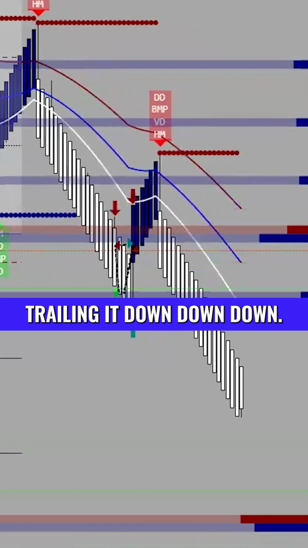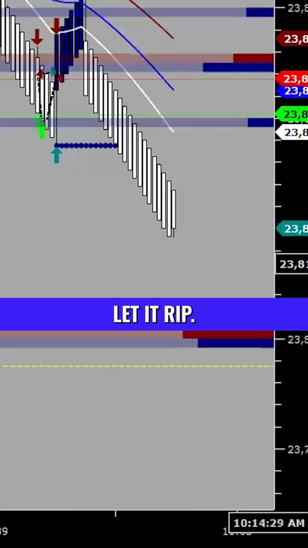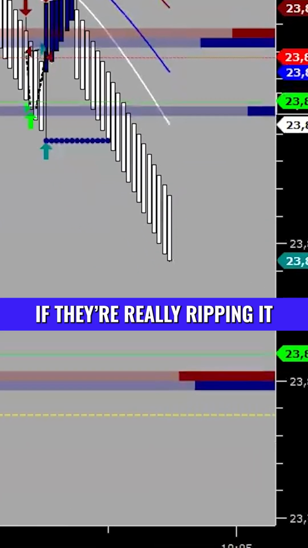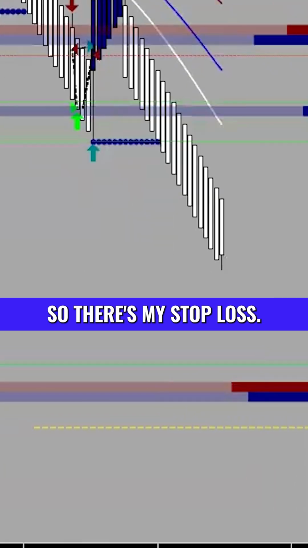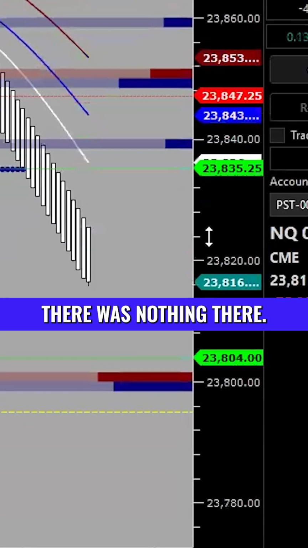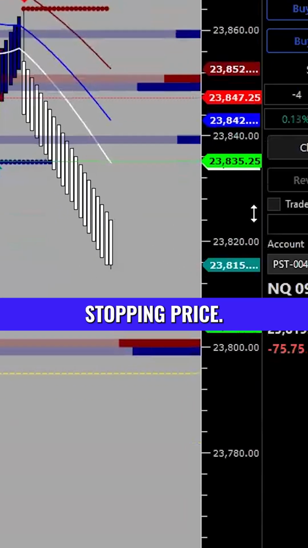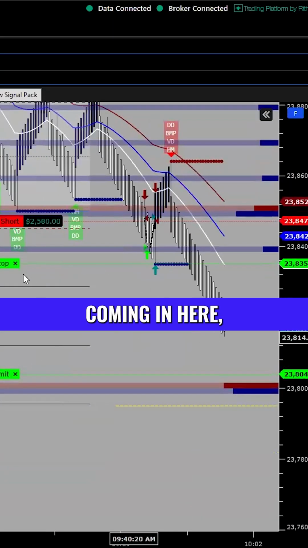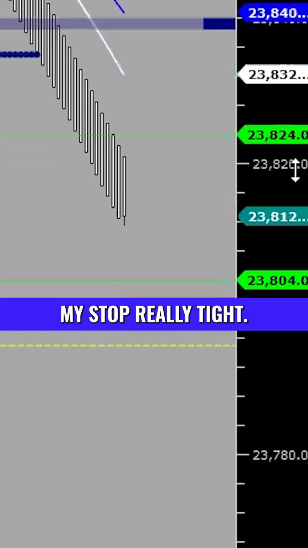It's going to keep trailing it down, down, down. Let it run. Let it run. Let it rip. Don't cut your winners. If they're really ripping it, if they're really trading like that, watch. So there's my stop loss. Let it go. There was nothing there. There was nothing stopping price. If I start to see a bunch of buyers coming in here, I'm just going to keep trailing my stop really tight. Look at that trade.